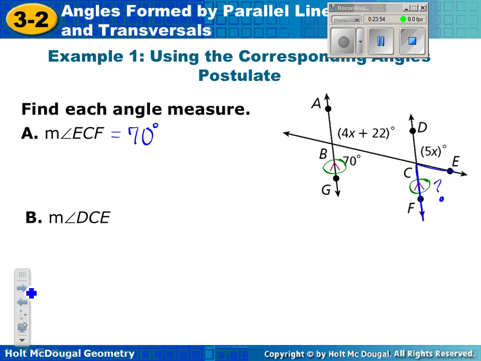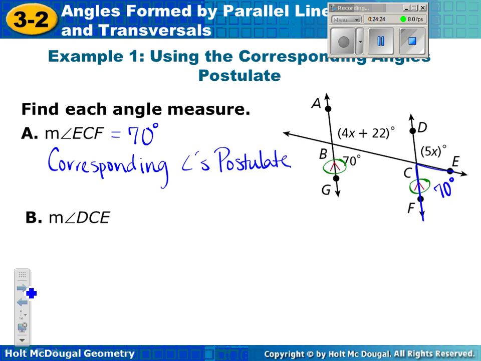And if the directions say, name the postulate or theorem, or tell me what kind of angles they are, then you name it correctly. So this would be 70 because of the corresponding angles postulate. These 2 angles are corresponding, and because the lines are parallel, that means they are congruent. That's what the postulate says. If the 2 lines are parallel, corresponding angles are congruent. So this would be 70 degrees. Everybody okay with that? Postulate is accepted as true. Theorems are proven true.